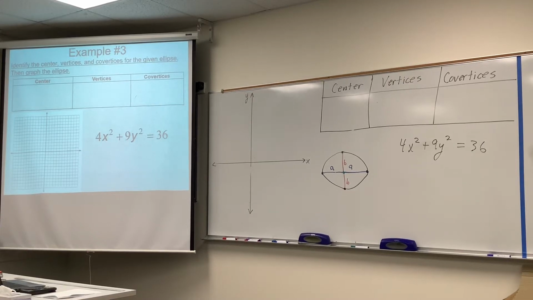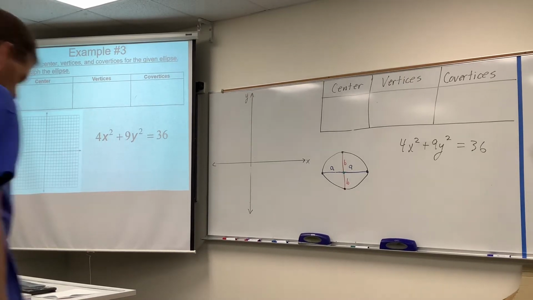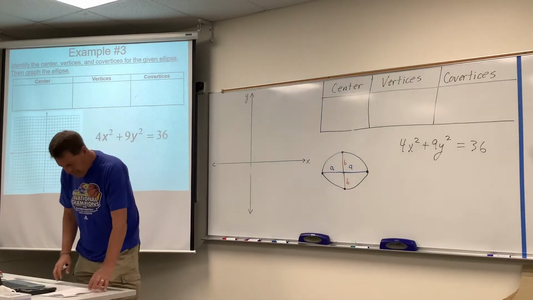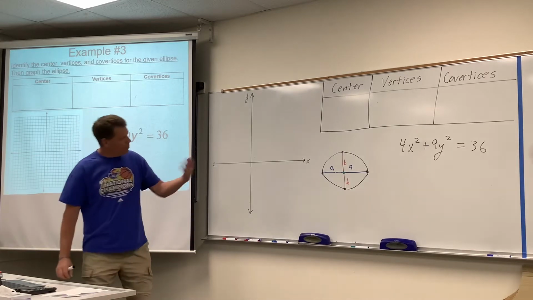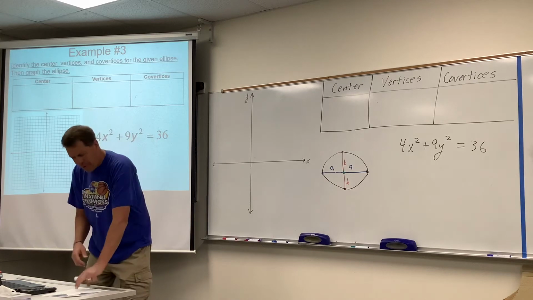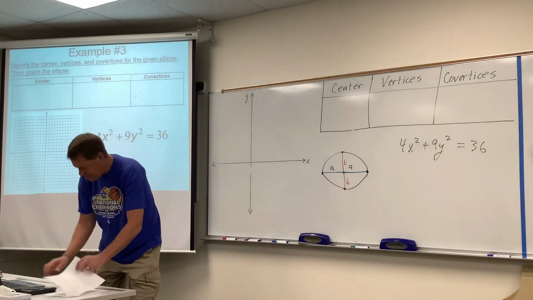All right, let's enjoy example number 3 on ellipses. And once again, this will correspond to assignment number 24. So here's example 3. We've got the equation, we've got the boxes, the graph paper. Please fill them in just like I'm doing on the examples.